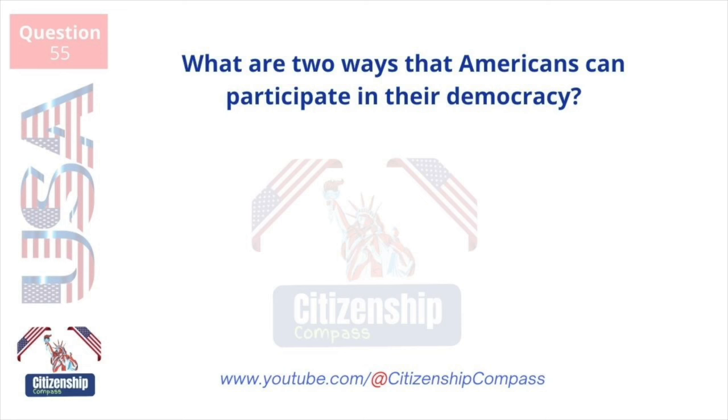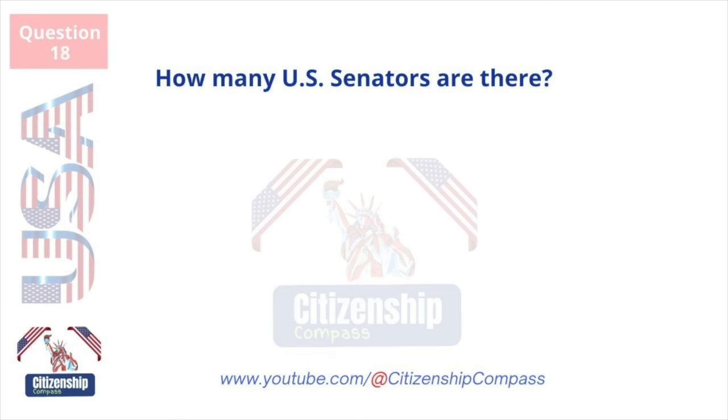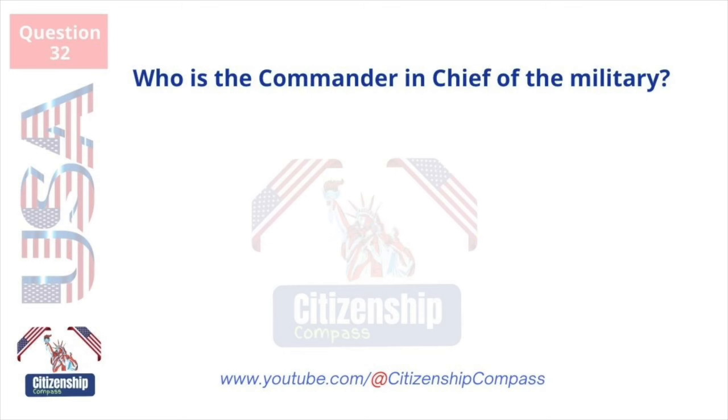What are two ways that Americans can participate in their democracy? Vote. Join a political party. How many U.S. senators are there? 100. Who is the commander-in-chief of the military? The president.